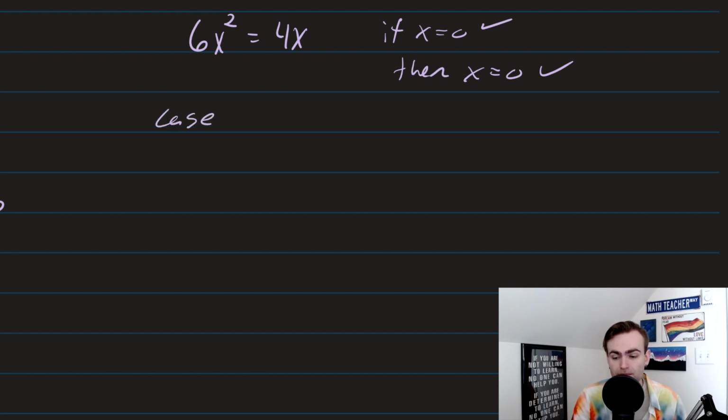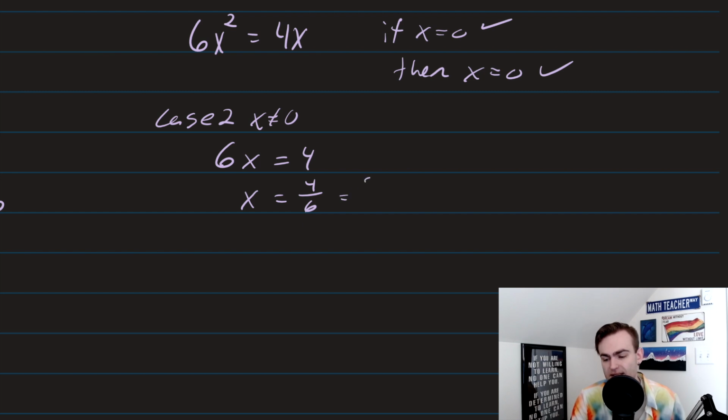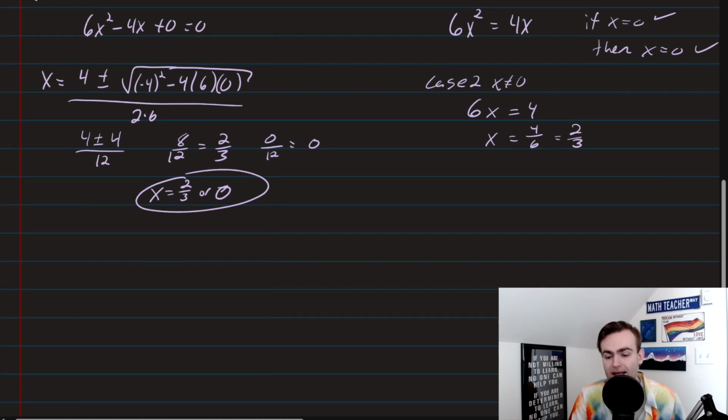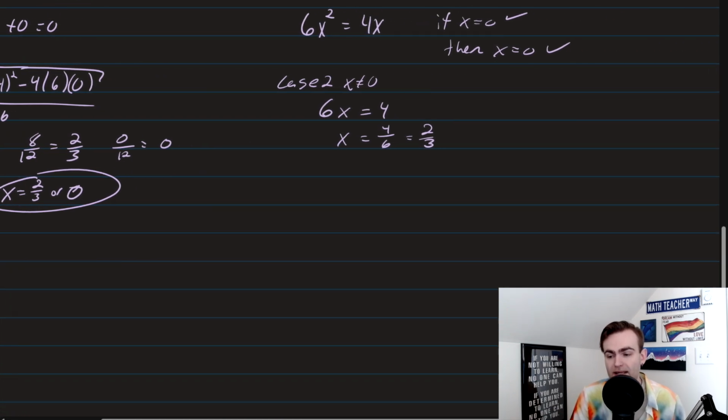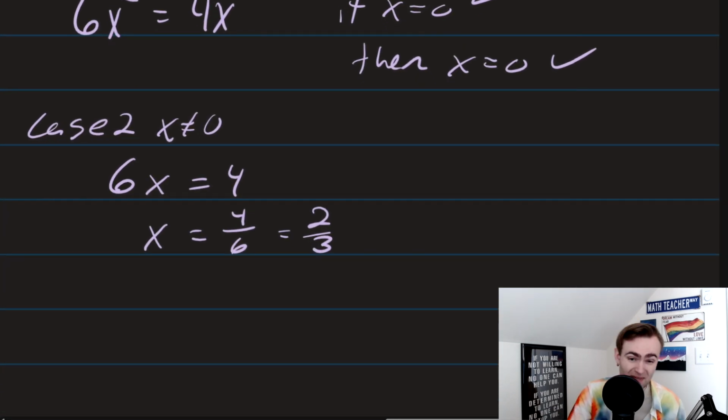Case 2 is if x is not equal to 0. Then what I can do is I can actually divide by x. 6x equals 4. And then divide by 6, x is equal to 4/6, which gets us that 2/3 that we had before. So easy to do either way, and in fact, some of your math teachers might not even like this one.